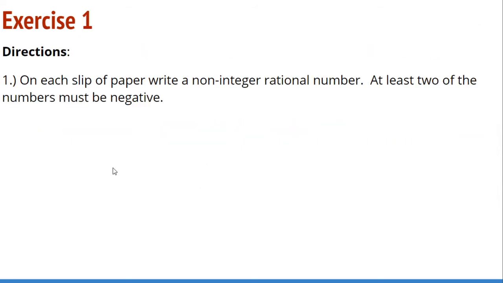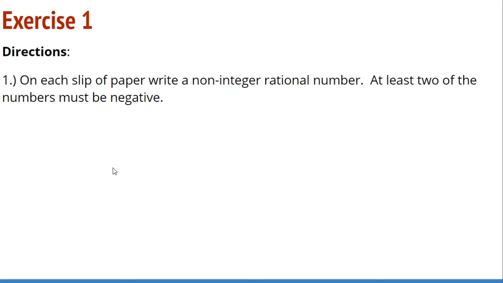All right. So looking at exercise 1. On a slip of paper, write a non-integer rational number, and at least 2 of the numbers must be negative. Now this is an in-class activity where everyone gets a blank card and they write non-integers, so they can't be whole numbers. You can't do 1, 2, 3, 4, 5 or -1, -2, -3, -4. It has to have a fraction or a decimal to it. At least 2 of the numbers must be negative.